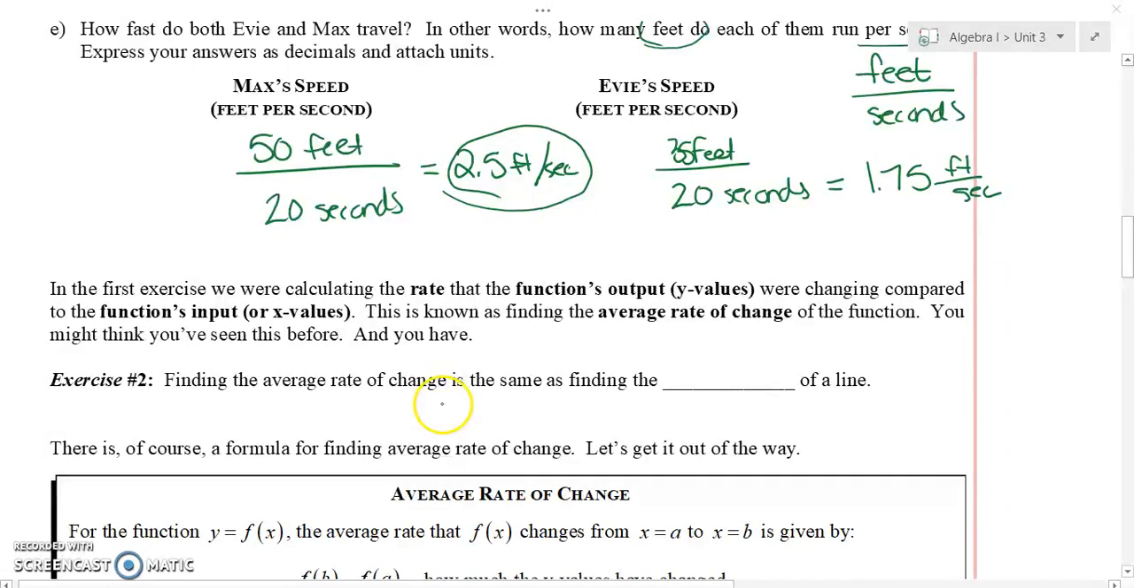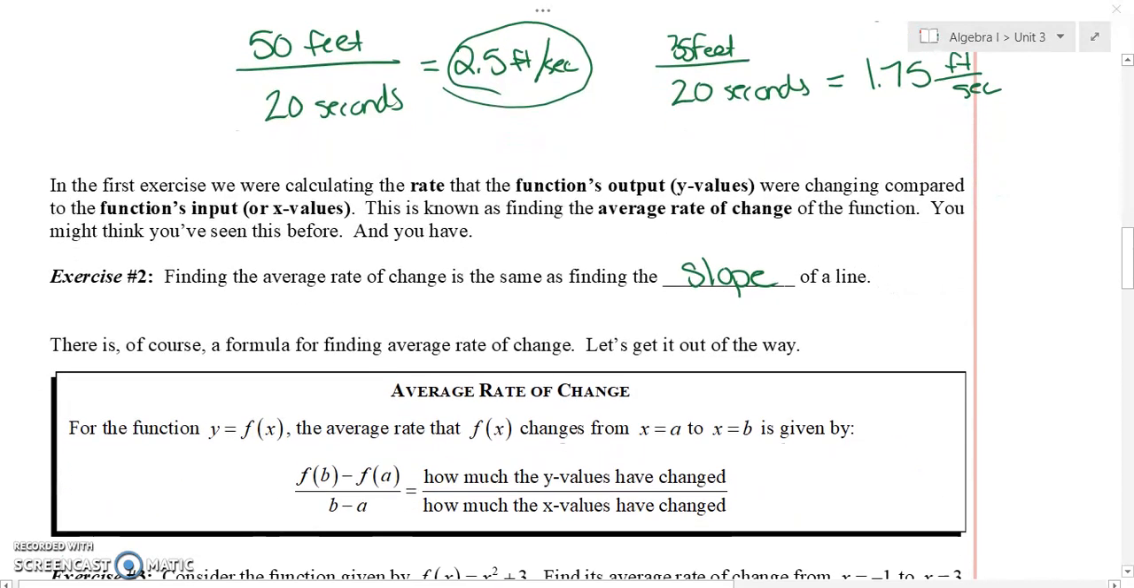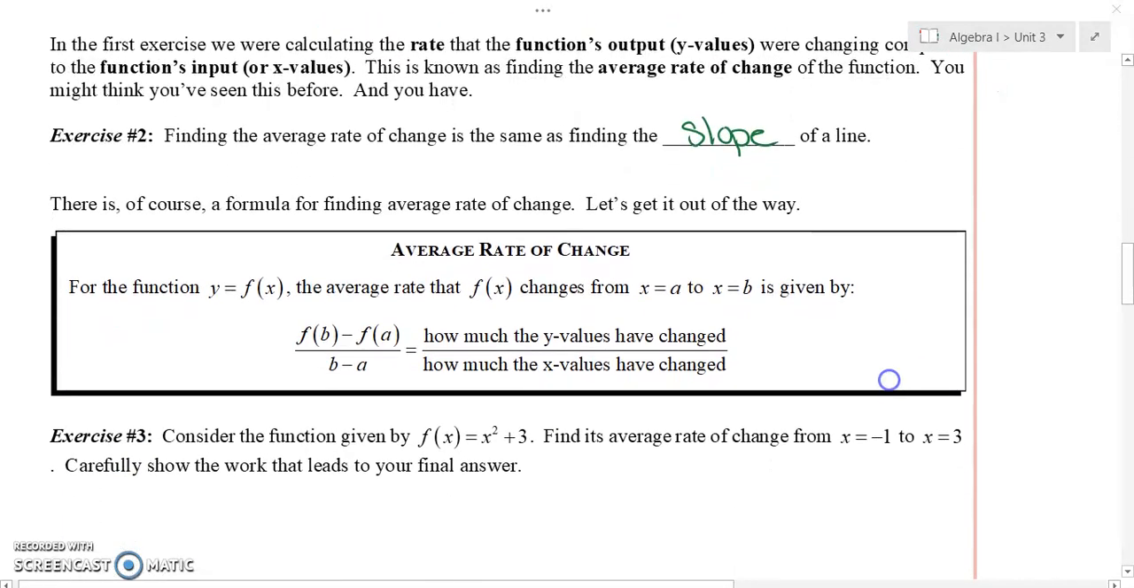Now, finding the average rate of change is the same as finding the, what's that word that we keep saying in 8th grade, the slope of a line. There is, of course, a formula for finding the average rate of change. And this is the formula. I really don't like this formula here. This is not what you're going to be used to. But the important part is how much the y changes over how much the x changes.